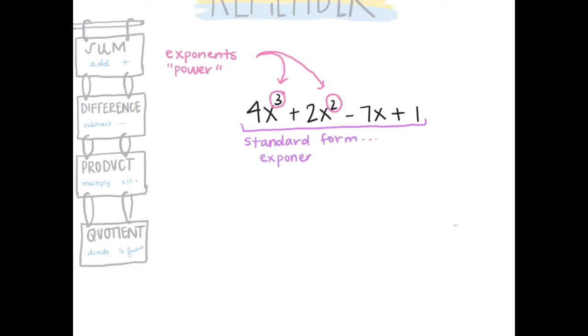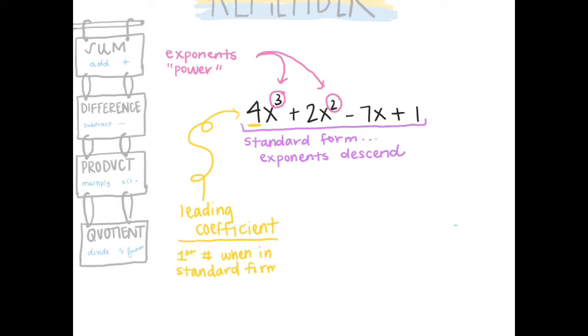Now, we also need to talk about standard form. That's when my exponents go in descending order, because we like things very orderly in math that will make our life easier in the long run. The number up front, in this particular case it's a 4, that is called a leading coefficient, and we'll learn more about what that means on a later day.